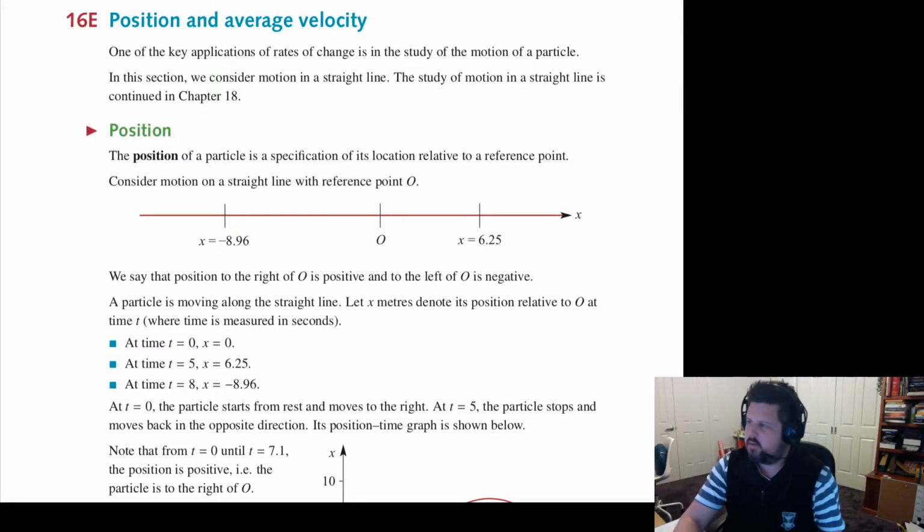Alrighty, welcome back to some fun maths. Today we are looking at position and average velocity.